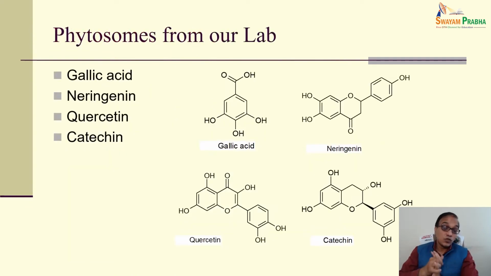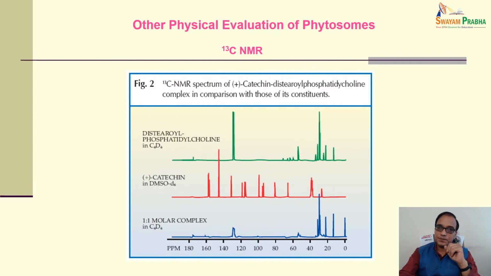Now, as far as the phytosomes are concerned, from our lab, in total for phytosomes and pharmacosomes, we have worked upon 24 different drugs. Among the phytosomes, gallic acid, naringenin, catechin, quercetin, and I think you name it, we have worked on almost 13 to 15 phytoconstituents, emodin, catechin, epicatechin. We have got very wonderful results.